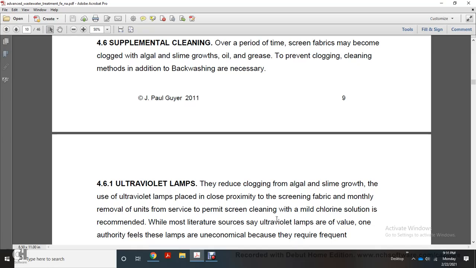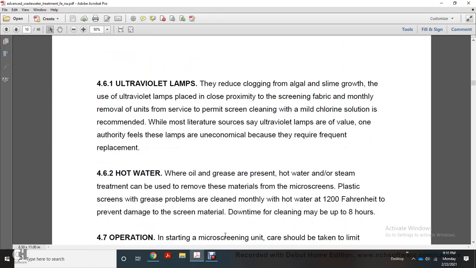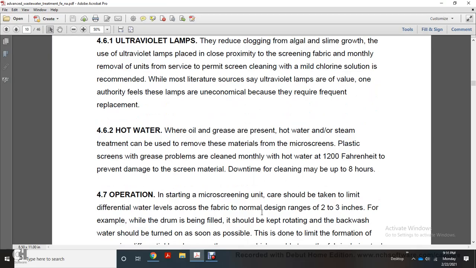Literature sources say ultraviolet lights are valued at one per 30 feet of the lamps, so they are uneconomical because they require frequent replacement. Hot water: where oil and grease are present, hot water and steam treatment can be used to remove the material from the microscreen. Plastic screens with grease problems are cleaned monthly with hot water at 120 degrees Fahrenheit to prevent damage to the screen material. The downtime for cleaning can be up to 8 hours.